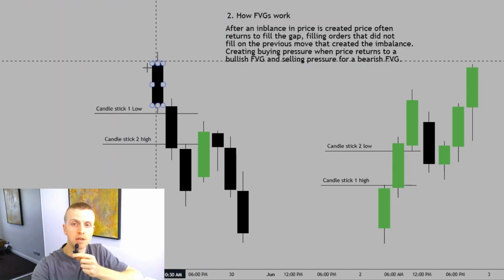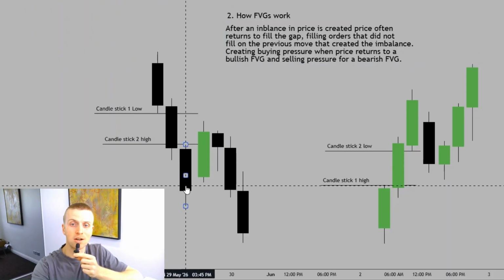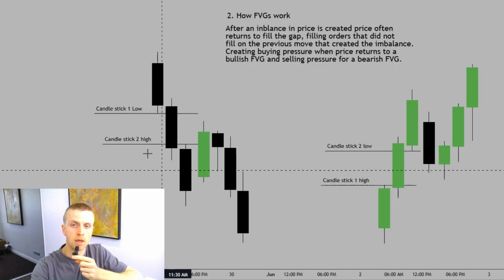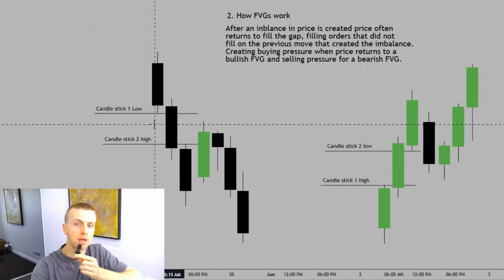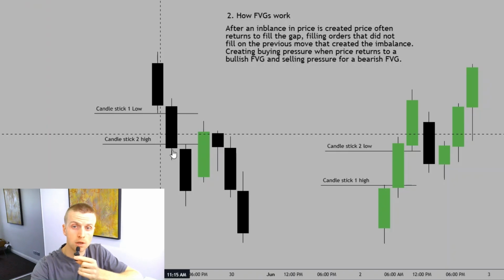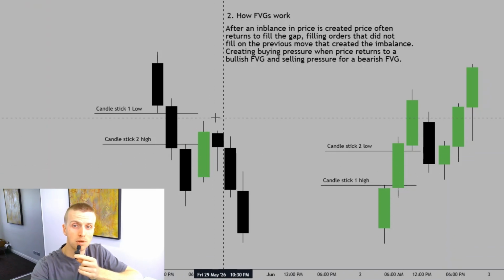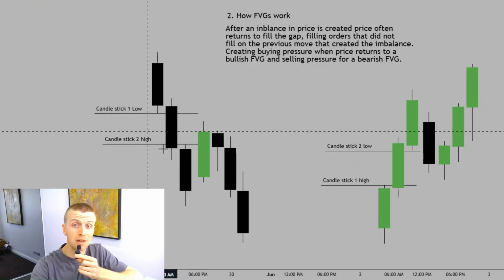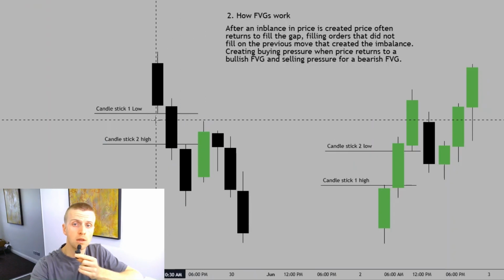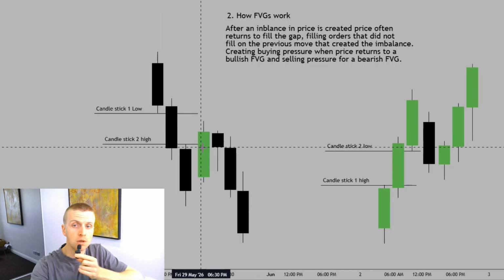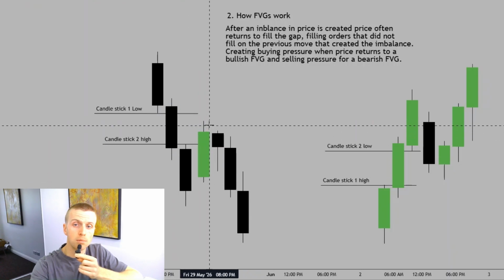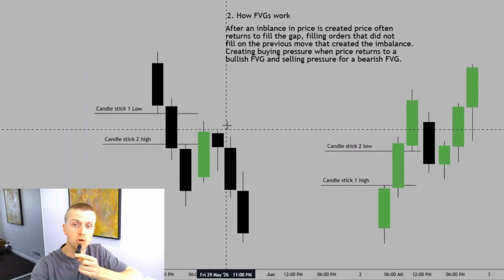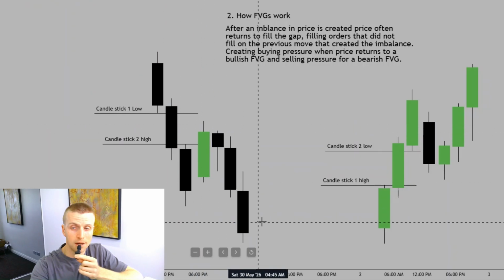So to explain that in a bit more detail, on the way down, lots of people were selling. And in this gap, because price moved so aggressively, some people that were selling, not all of them, had their sell orders filled. So as price comes back up into the bearish fair value gap, all of those sell orders that did not fill get absorbed by this buying pressure. Through that buying pressure, the sell orders absorb it, forcing price back down.